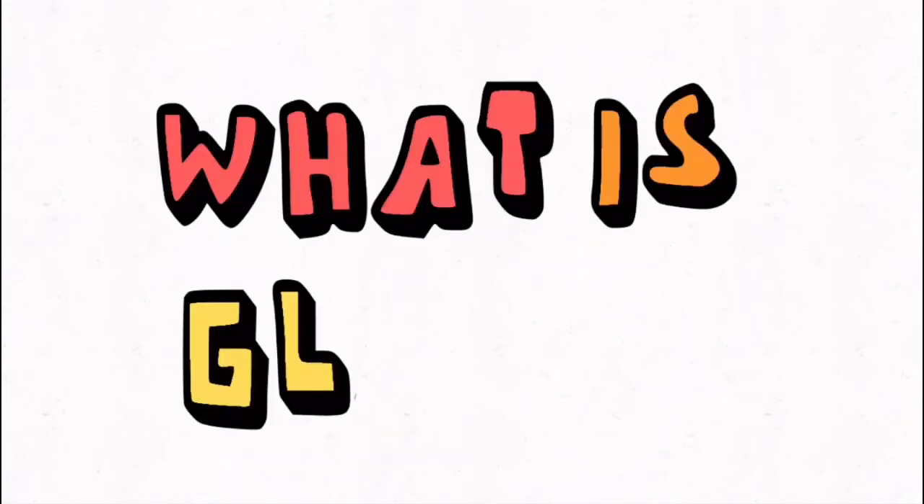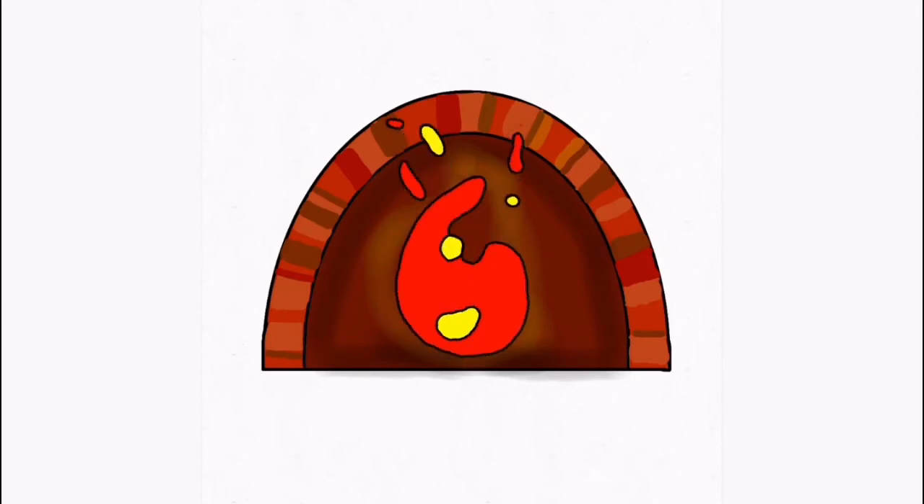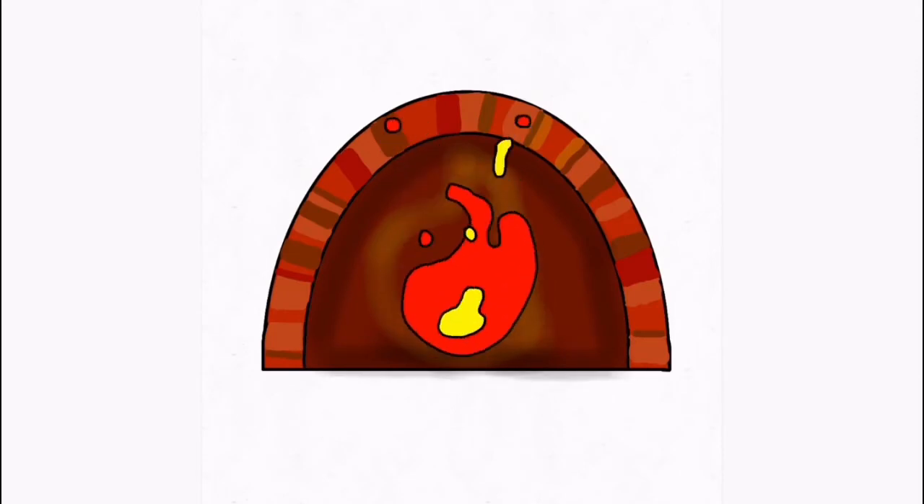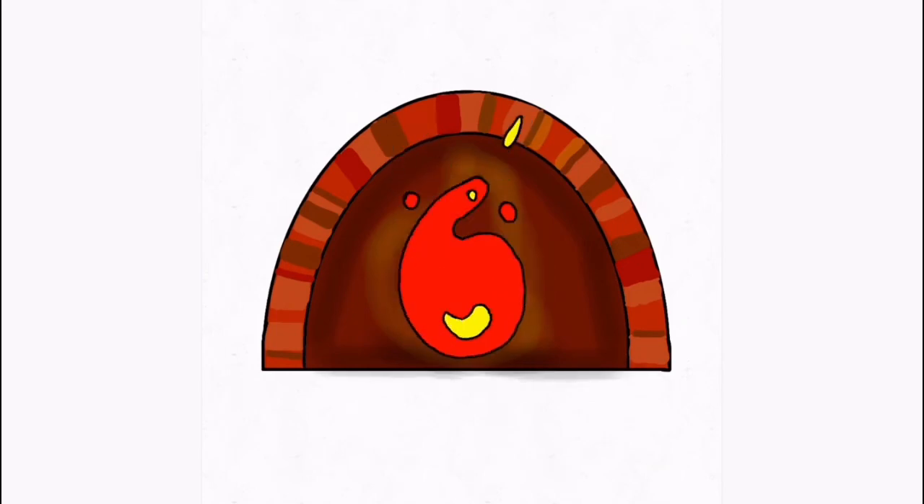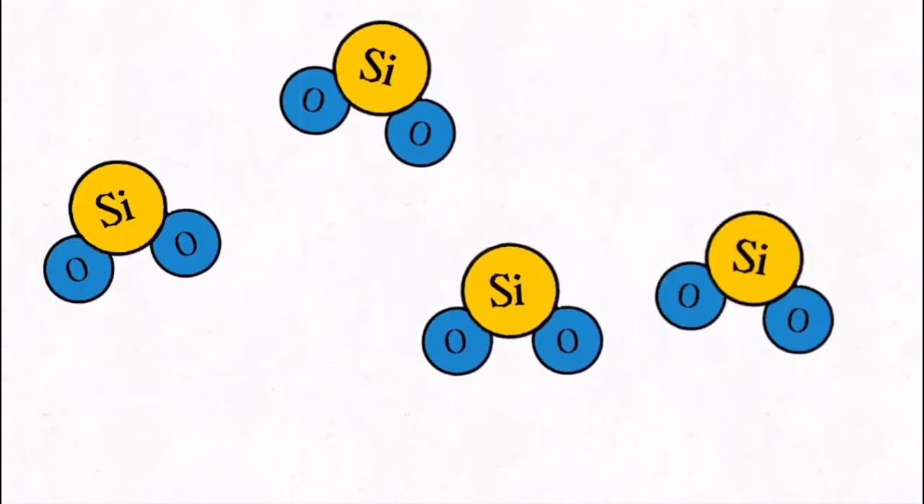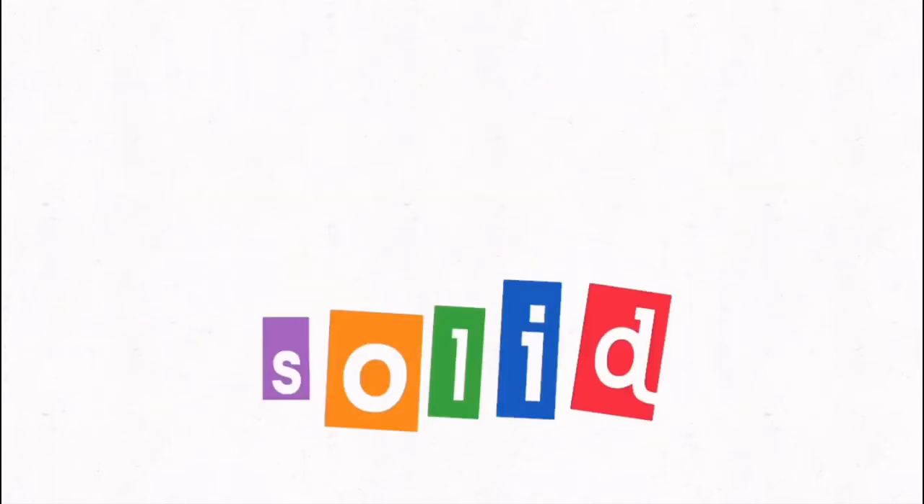Our first question is, what is glass? To make glass, silicon dioxide, or sand, is melted in a furnace with soda ash and lime. The molten mixture is then cooled rapidly in a process known as quenching. This results in the molecules arranging themselves randomly in a haphazard formation. This makes glass a special kind of solid, known as an amorphous solid.